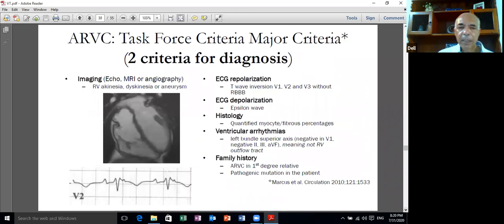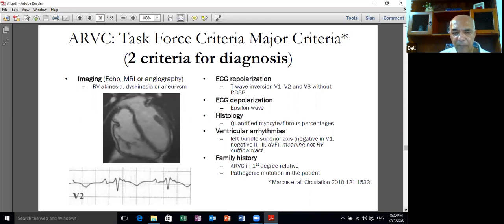Now, the Hopkins criteria establishes the presence of major and minor criteria. You don't need to remember this, but remember only that the major criteria revolves around imaging criteria, which concentrates on right ventricular outflow tract dilatation, dyskinesia, and aneurysm formation, and the electrical criteria in the form of T wave inversion in the right precordial leads, with or without right bundle branch block pattern.